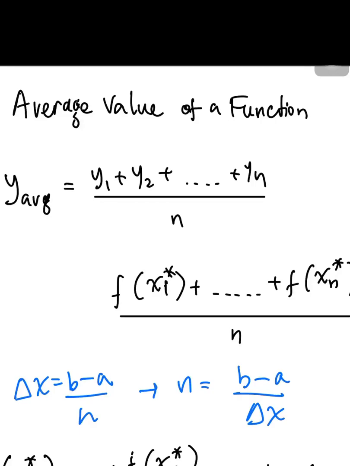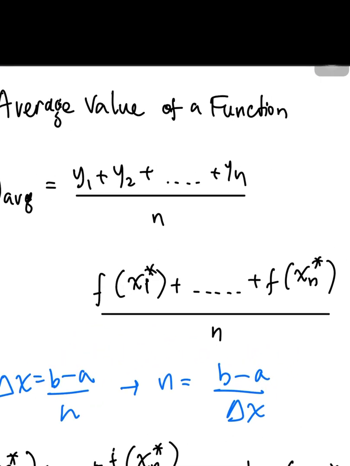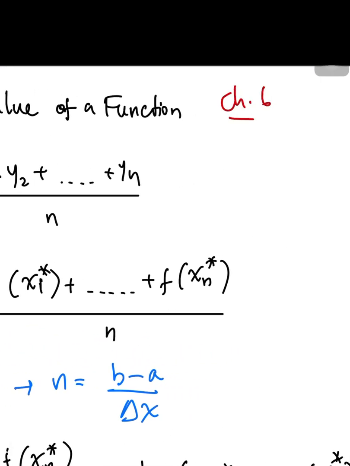Okay, this is the average value of a function. It's still chapter 6. Okay, so this is still chapter 6. It's the end of chapter 6.